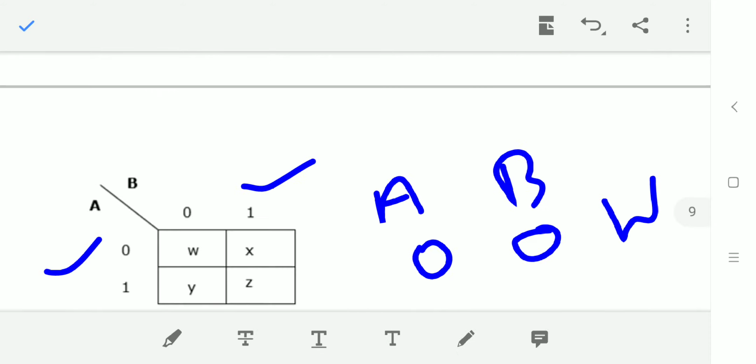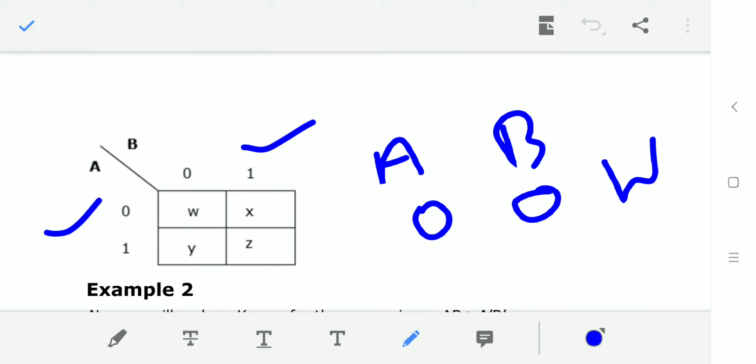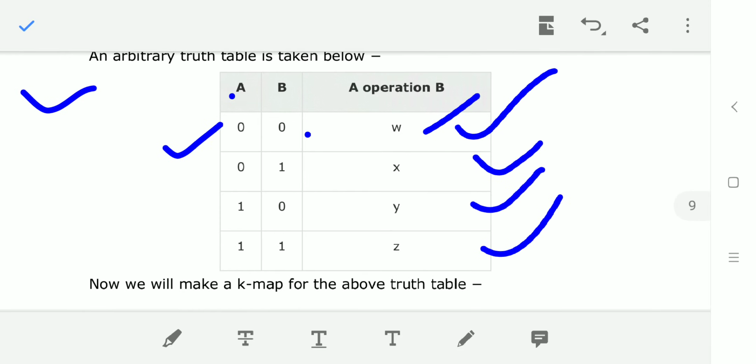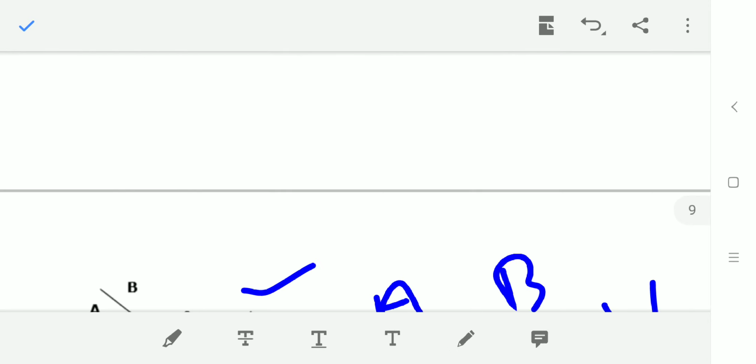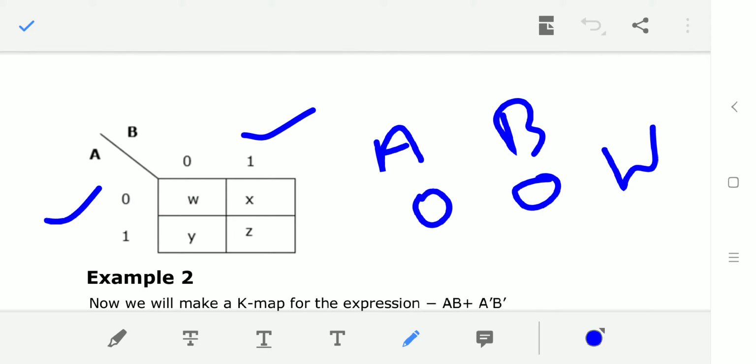नेक्स्ट आपको लेना है कि A is 0 and B is 1, then the output is X. ये देखिए यहाँ पे, ठीक है. इस प्रकार से आप ले सकते हैं B 0, A 1 and B 1, A 1.